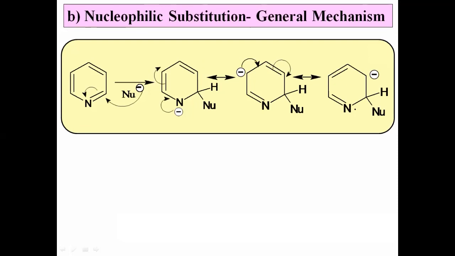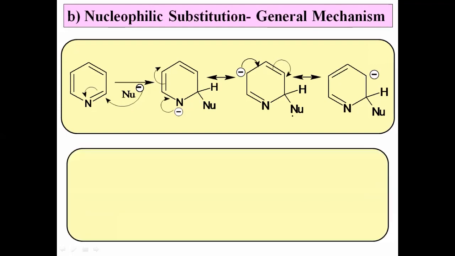What we are discussing is the general mechanism for nucleophilic substitution, and this is the first step. When a nucleophile attacks pyridine at position 2, there is a formation of this particular intermediate. This intermediate has a bond with the nucleophile and a negative charge on the nitrogen. There is a delocalization of the electron pair in the ring, and hence we get a number of canonical structures, and thus the intermediate is resonance stabilized. Now let us see the second step.